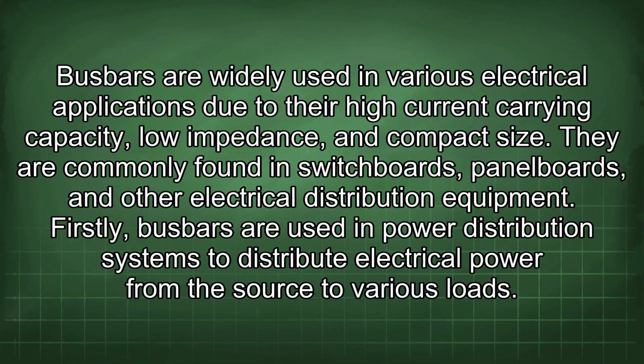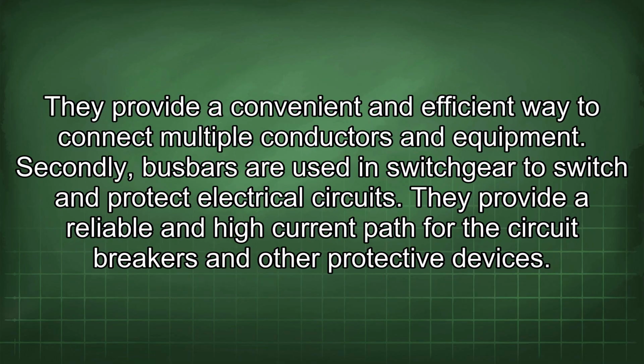Busbars are widely used in various electrical applications due to their high current carrying capacity, low impedance, and compact size. They are commonly found in switchboards, panel boards, and other electrical distribution equipment. Firstly, busbars are used in power distribution systems to distribute electrical power from the source to various loads. They provide a convenient and efficient way to connect multiple conductors and equipment. Secondly, busbars are used in switchgear to switch and protect electrical circuits. They provide a reliable and high current path for the circuit breakers and other protective devices.